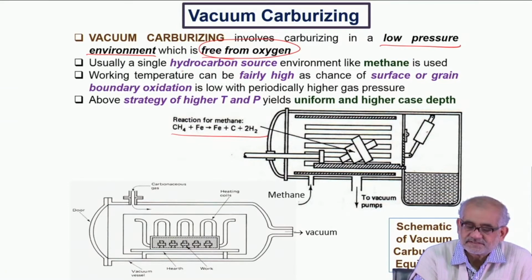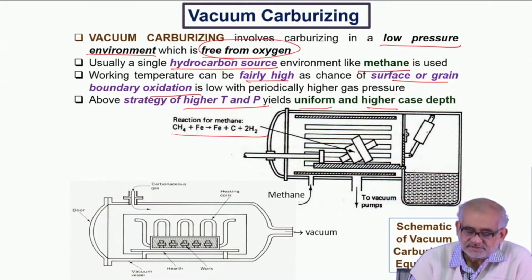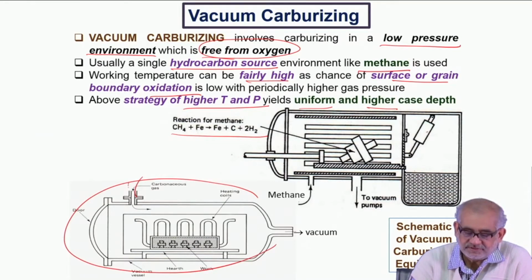So just like gas carburizing, here also the source of carbon will be a hydrocarbon, typically methane, as we did earlier. The temperature is usually high, and the scope of surface oxidation is low, as I just now said, and we also change the gas pressure periodically, and the temperature and pressure combination should be such that we are able to maintain very uniform and fairly high case depth. So this is the chamber, this is where we feed in the carbonaceous gas, which could be methane.